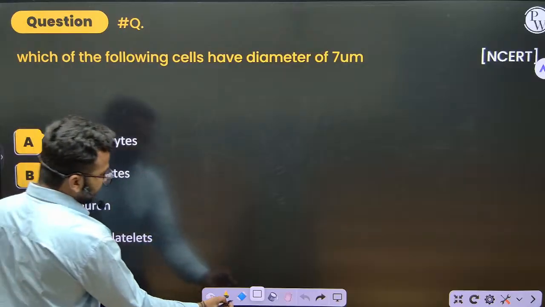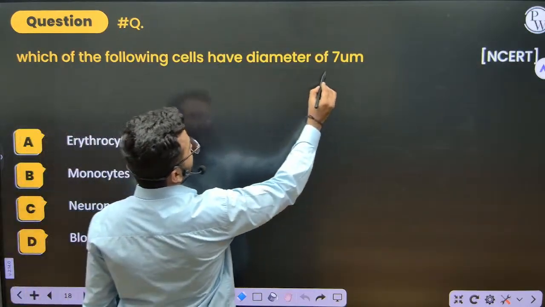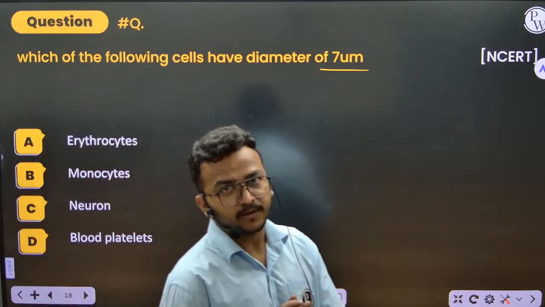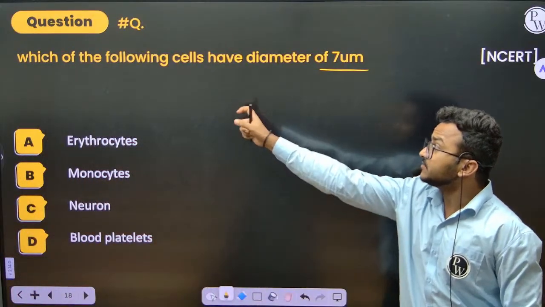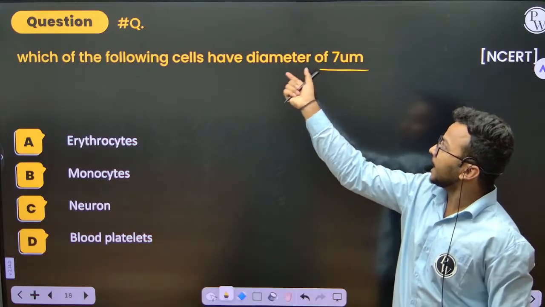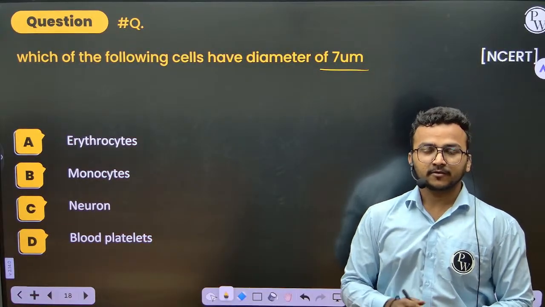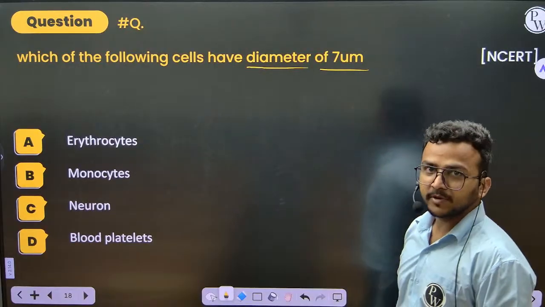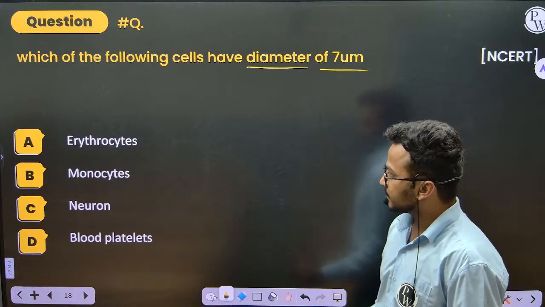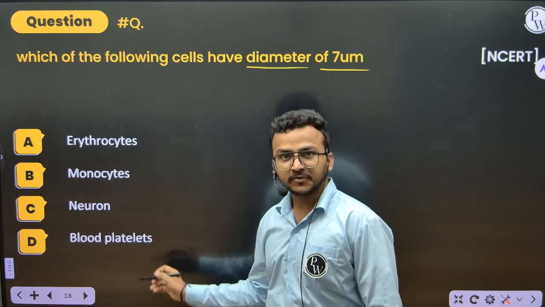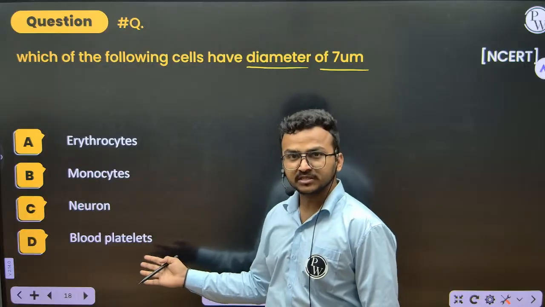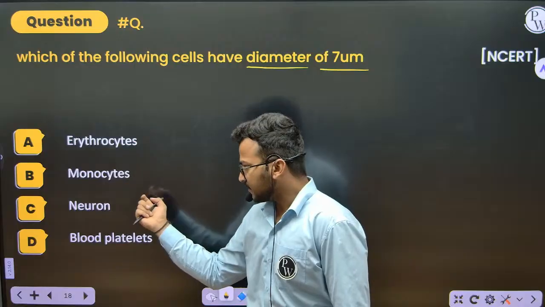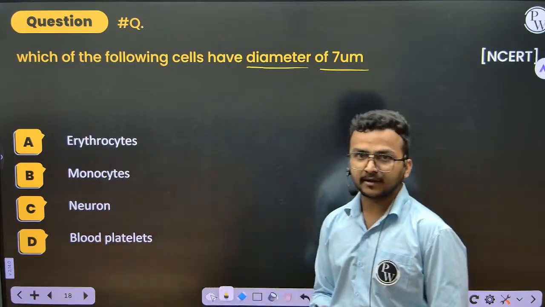Which of the following cells have a diameter of 7 micrometer? If you are watching live, you can comment down there. In your book and in your modules, the word diameter is used for only one of these. Just read all the options first and then go for the marking. Erythrocytes, monocytes, neuron and blood platelets.